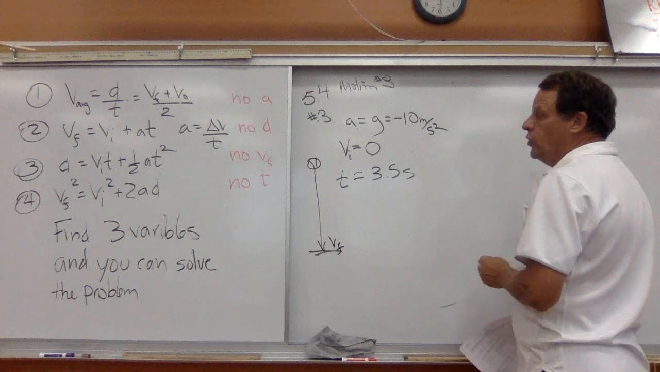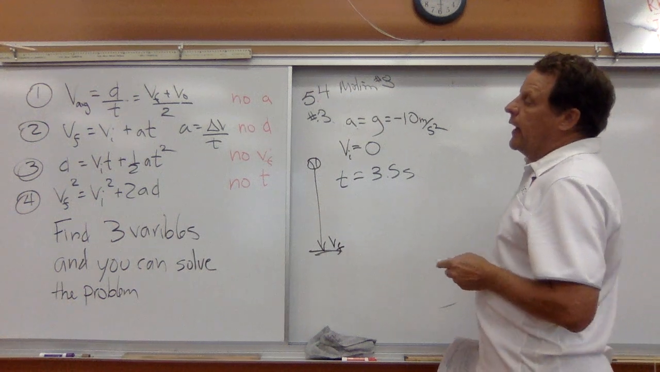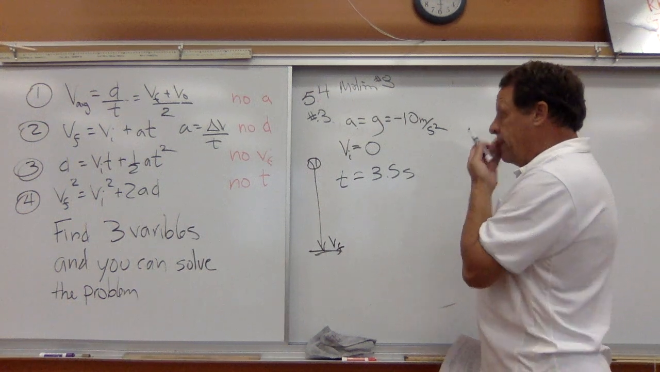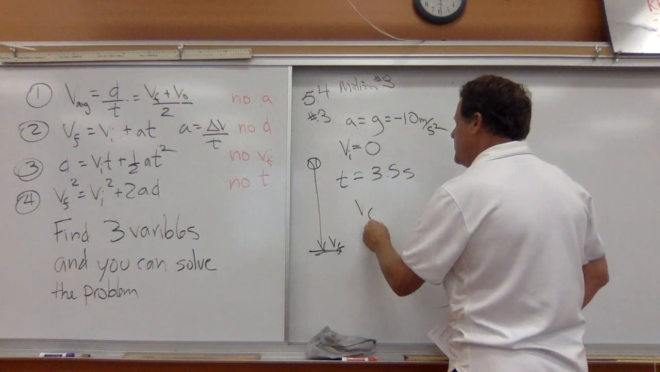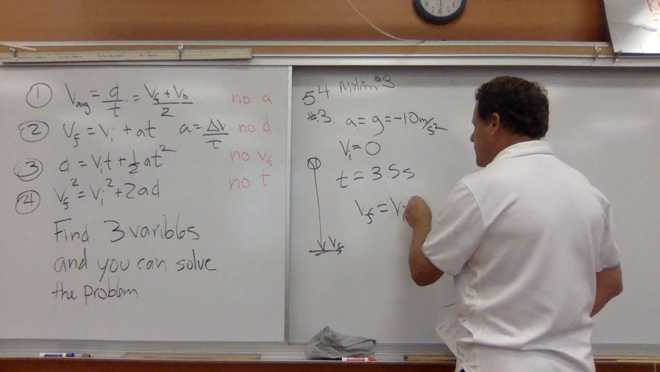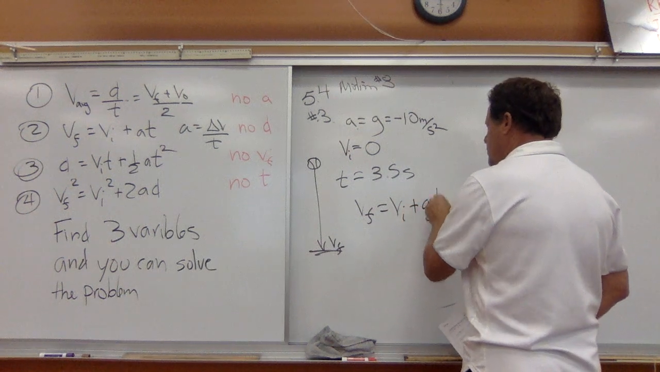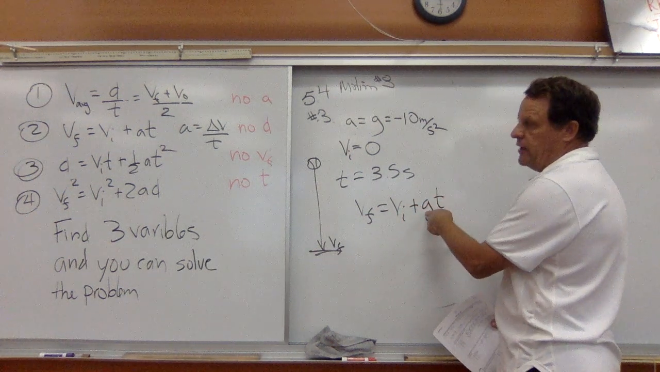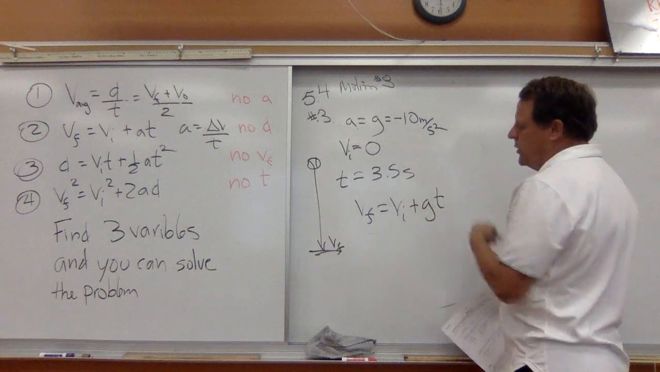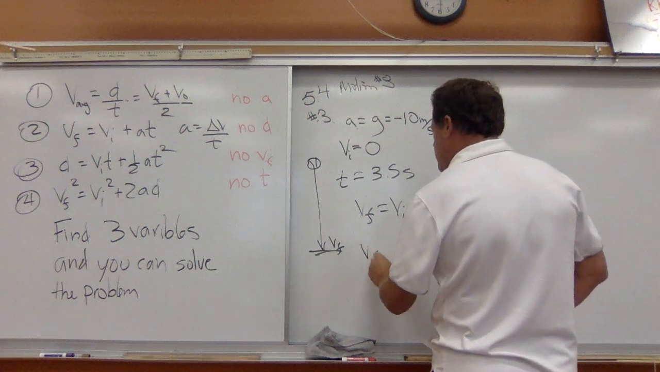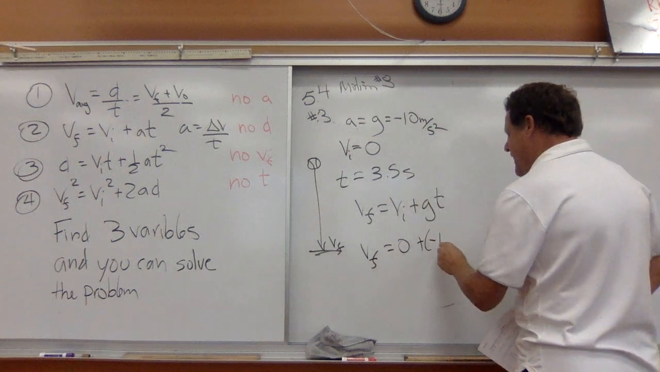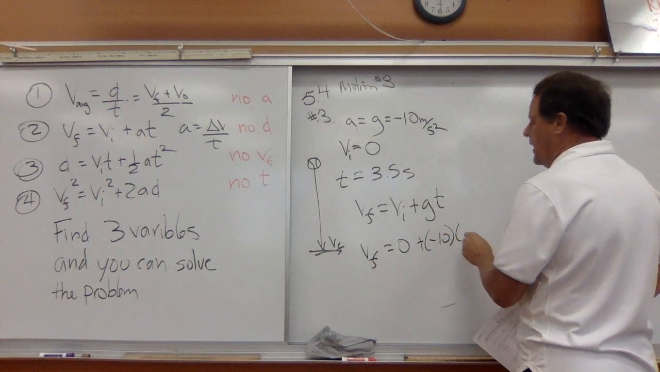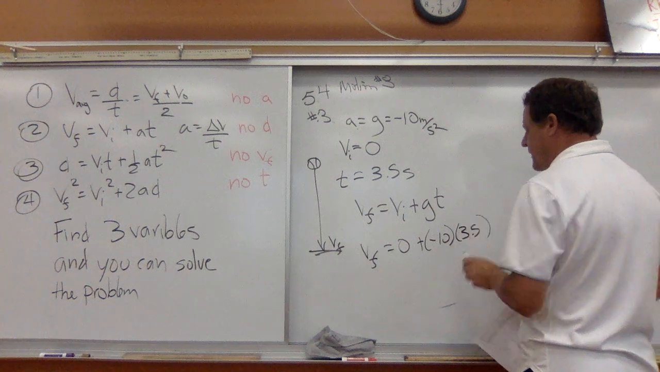Okay, so now we can use equation number 2. We can say V final is equal to V initial plus GT. Now I put GT because I know it's dropping. We could put AT. We know they're the same. So we're going to say V final is equal to 0 plus negative 10 times 3.5.